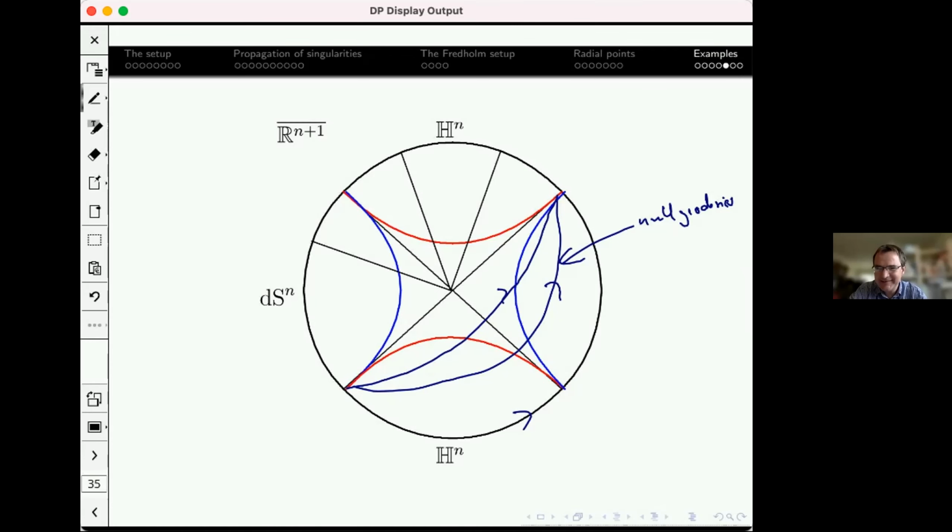Hello. Thank you for a very nice talk. You mentioned a non-trapping condition. Now suppose you have the simplest situation, the Klein-Gordon operator on a globally hyperbolic spacetime. Is this non-trapping condition automatically satisfied?